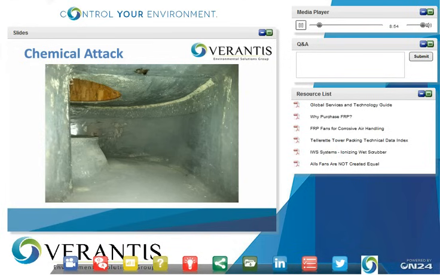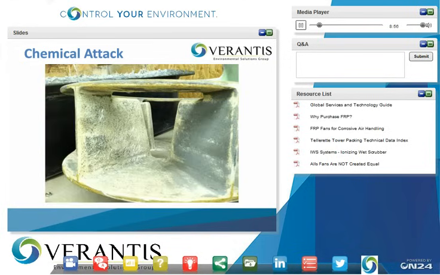This next slide is the impeller that came out of that fan. Again, you can see the black carbon gel. Over here you see the exposed glass fibers. You can also see the yellowing and discoloration caused by the chemical attack.